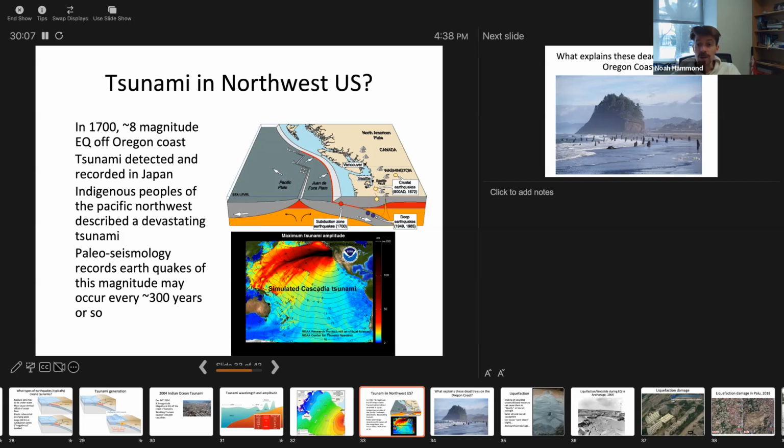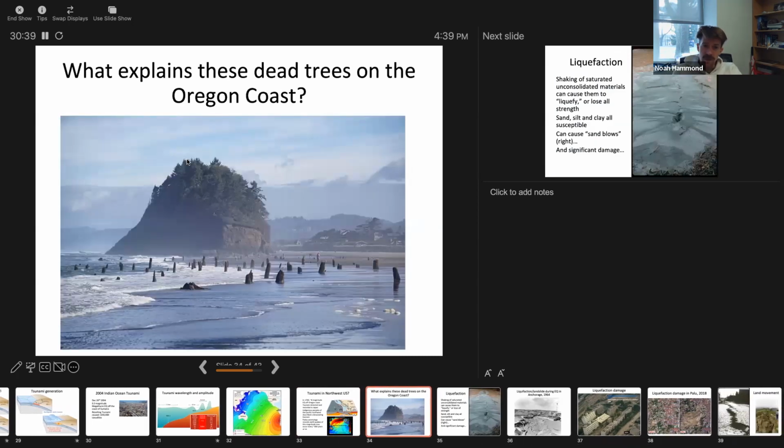So here we are, over 300 years later since the last magnitude 8 earthquake. Are we due for another one again? It's difficult to tell when it will happen, but the paleoseismology studies suggest that this fault slips on average every 300 years, which suggests that the probability that we have one in the next 50 years is fairly high. And so what could we expect from a tsunami?